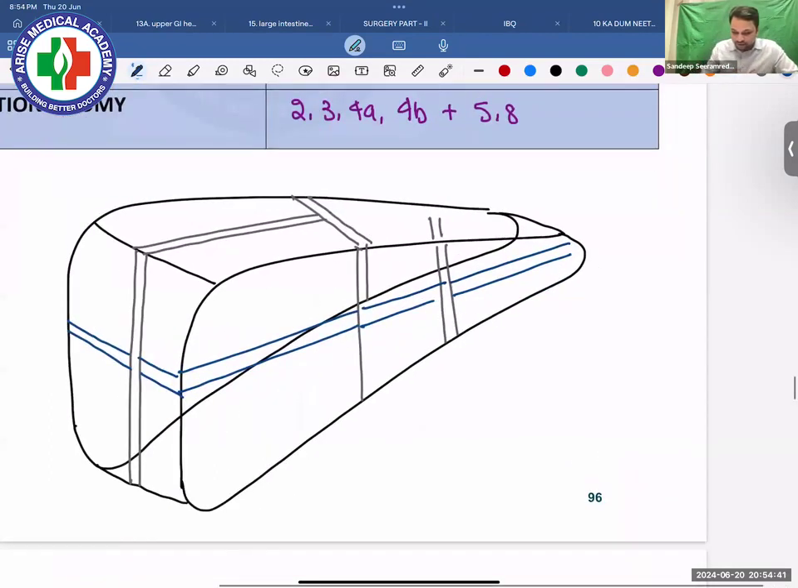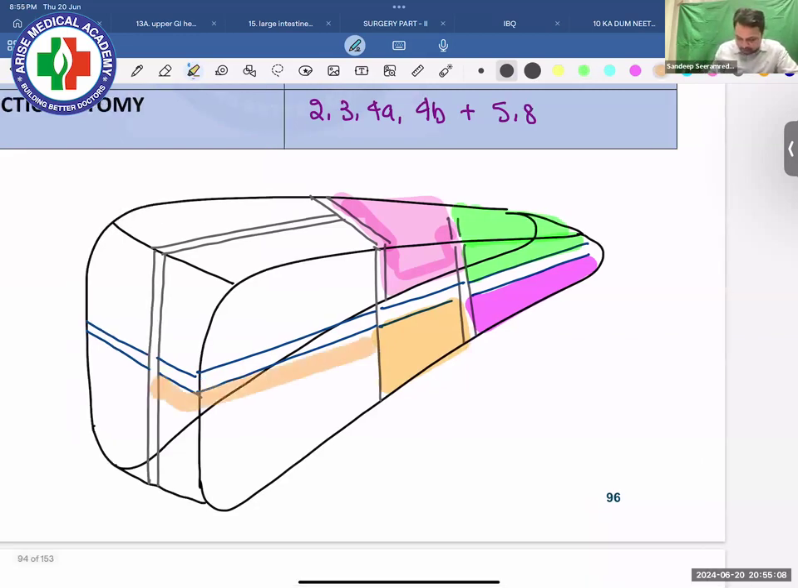Now, if you observe very carefully, I'll just quickly shade it. This is segment 2. This is segment 3. This happens to be segment 4A, which is going to be here. This is going to be segment 4B that is present, right? So this is your segment 2 that is present. Now the anterior segment that you see, this is your anterior segment. I'll use a different color. This is the anterior segment, which you are seeing across here.